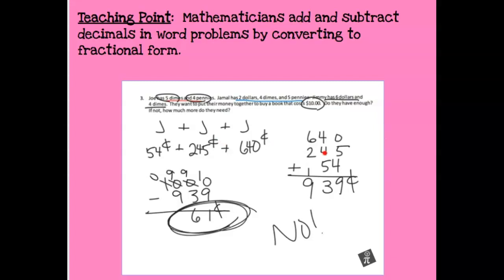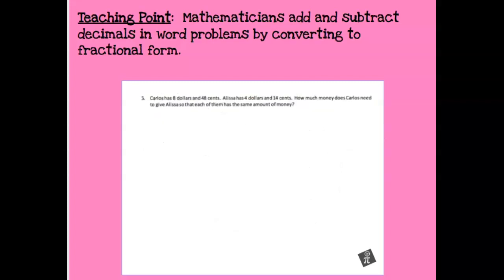Of course, this is just one way to show our work. There's other ways to do it. This is just one way. And the last one, Carlos has $8.48. Alyssa has $4.14. How much does Carlos need to give Alyssa so that they each have the same amount of money?